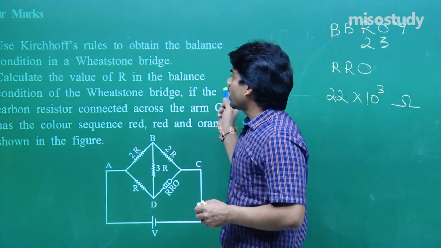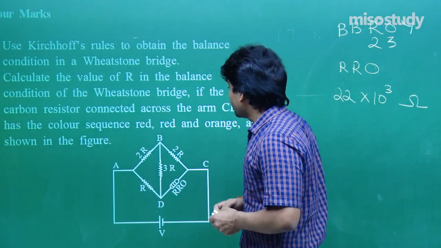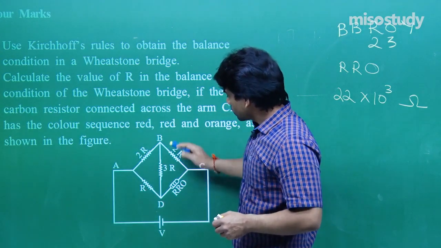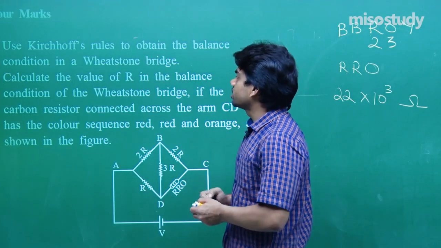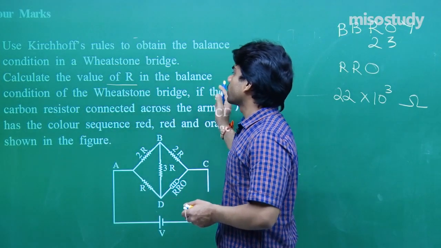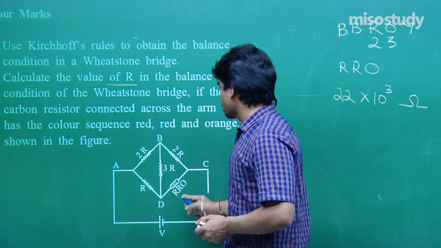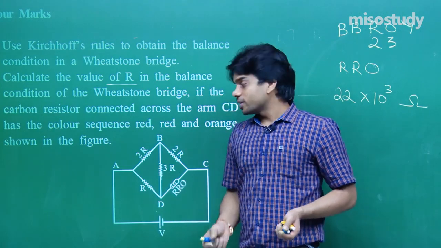Now calculate the value of R in the balanced Wheatstone bridge; you have to find out the value of R. So here you see this is a case of the resistor connected across the arm CD. Calculate the value of R in the balanced condition of the Wheatstone bridge if the carbon resistor connected across the arm CD has the color sequence red, red and orange, as shown in the figure. Very simple, we have to evaluate this.